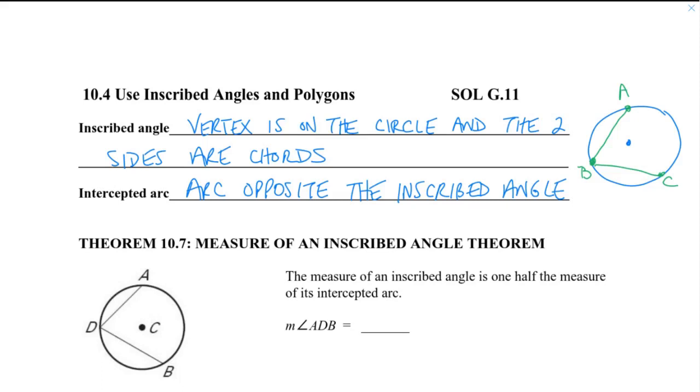You'll remember back to last time we talked about a central angle where the vertex was at the center, and then we had two rays. This is a little bit different because here our vertex is actually on the circle. Then we also have an intercepted arc, which is the arc that's opposite the inscribed angle. So in this example, arc AC would be our intercepted arc. It's that arc that's opposite our angle. So here we see our angle ABC. We're talking about the arc that's opposite that.